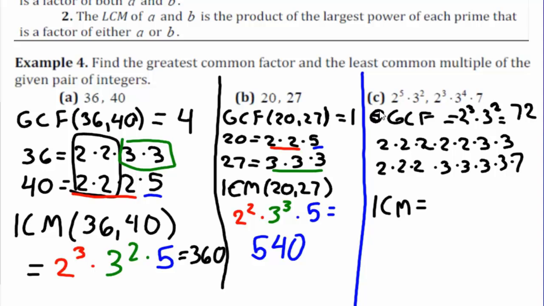So we have what? How many 2's should we put down there? 5. Good. And then we should have 4 3's and 1 7. So that's going to be a big number. 18,144.